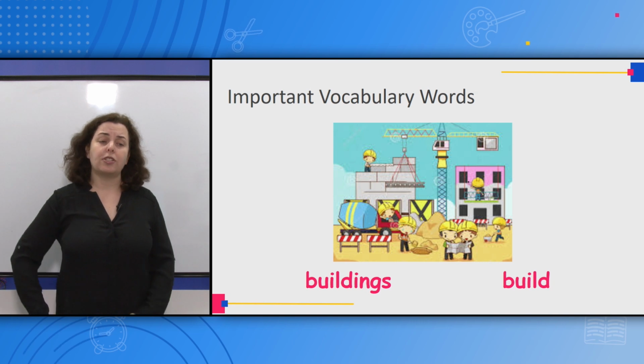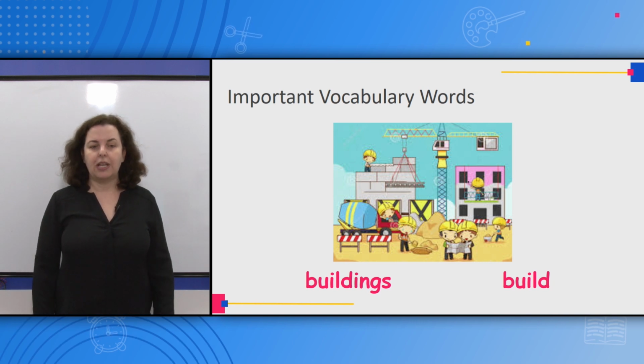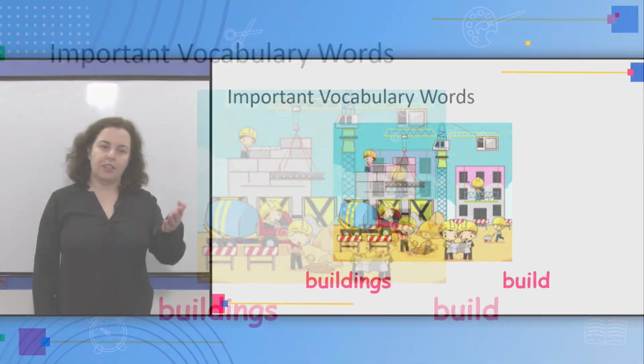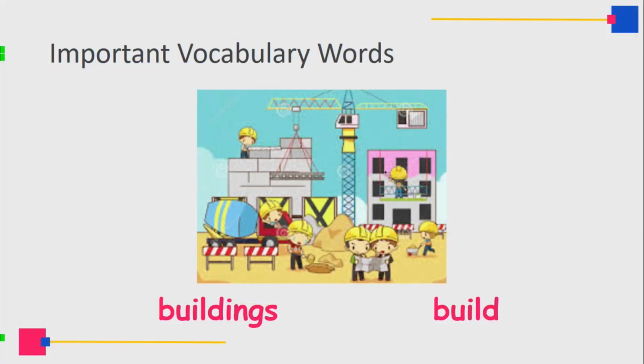The next two words are buildings and build. The people in the picture here are builders, that they are building buildings. They are creating new buildings, making new buildings. They work very hard. They have a crane, they work every day, they have a helmet to protect their head. They are working, the builders build buildings.